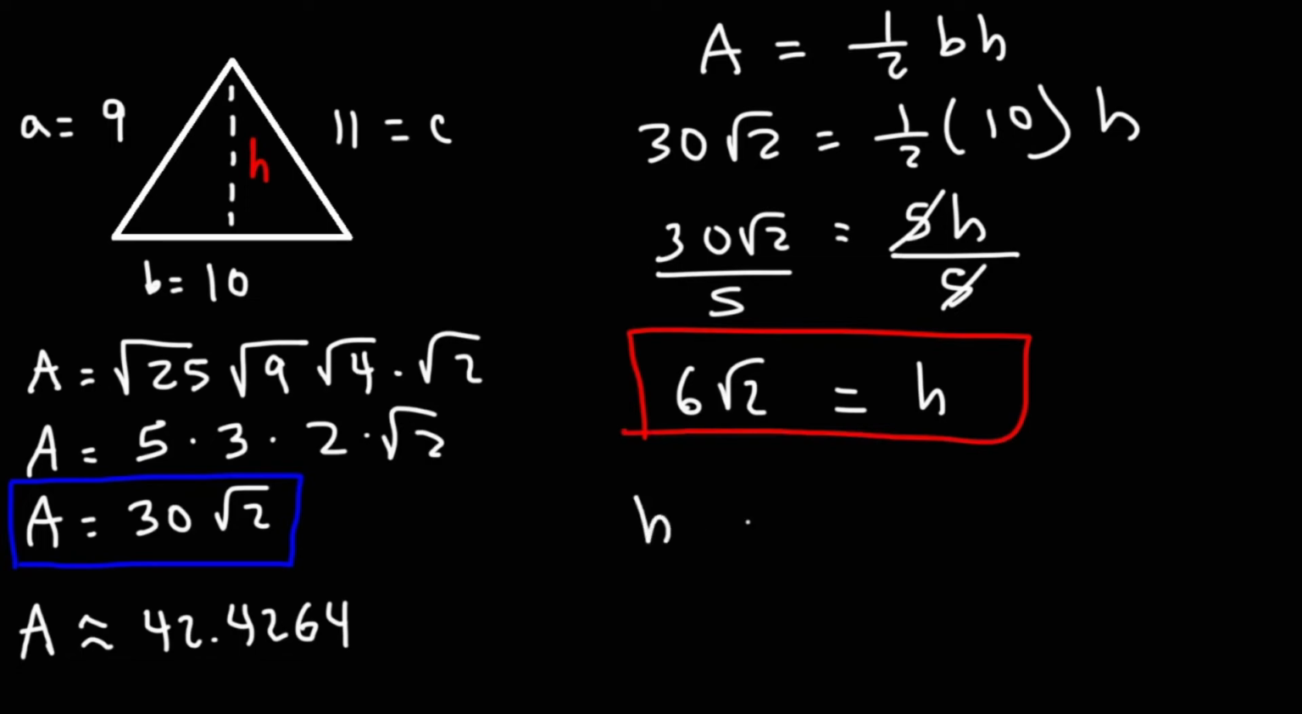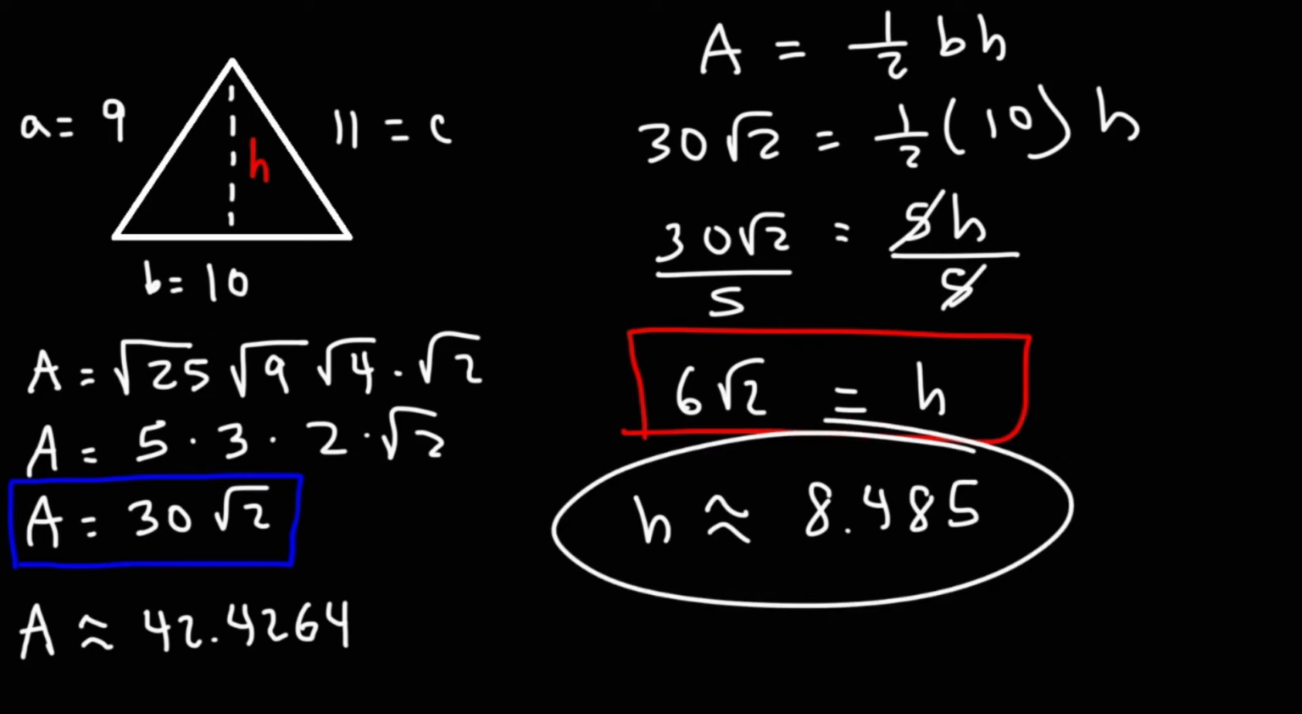For those of you who want a decimal value, that is approximately 8.485. So that's how you can calculate the height of a triangle given the 3 sides of the triangle. It's by calculating the area of the triangle using Heron's formula first, and then using the area of the triangle to calculate the height. So that's it for this video.